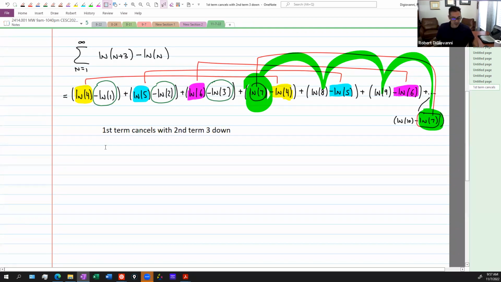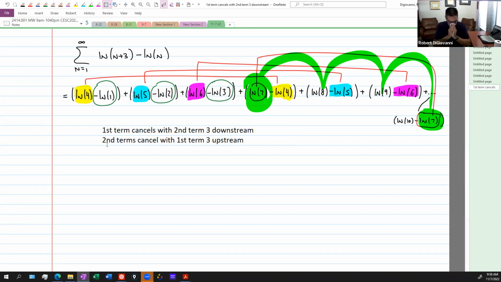Another way I could have said this, I could have said second terms cancel with first terms, but 3 up. I'm going to say upstream. How about that? Upstream and downstream. I'm just trying to verbalize the pattern I'm seeing of cancellation. Believe it or not, that's a good practice to get into when you're doing these problems, is to verbally state what the pattern of cancellation is.